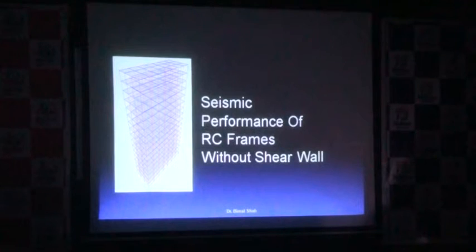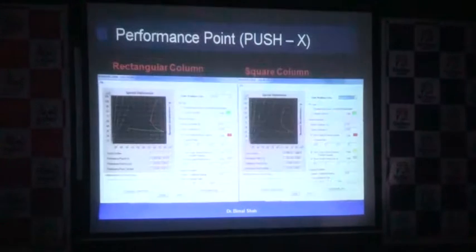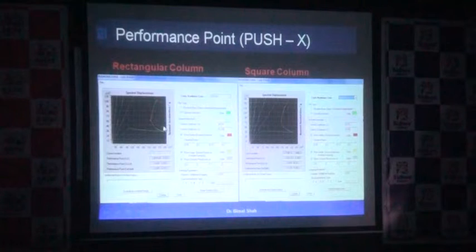And then the seismic performance of the RC frame without shear wall. This is a 3D model which was taken up. And then the performance point, if we compare, for the rectangular column this is the performance point, and for the square column this is where the performance point is occurring.